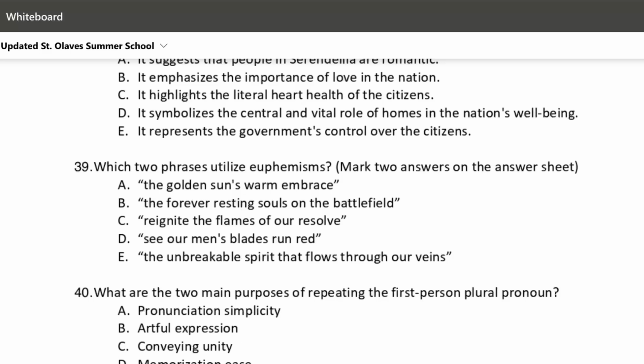So a euphemism is sort of another way to say something. It's a more pleasant way to say something that might be offensive or rude or vulgar or even upsetting. So if we have here that the forever resting souls on the battlefield, we have that they are dead, and we're saying forever resting instead of simply they have died. It's more pleasant to say forever resting. Second, we have reignite the flames of our resolve. So this one we had was a metaphor, and metaphor is kind of like a euphemism. However, this one, blades run red, is already unpleasant. It's not being made more pleasant by the euphemism. Therefore, reignite the flames of our resolve. The resolve sort of means a determination to do something. So the flames, rather than saying anger, we're saying it's not anger, it's determination, and we are fiery, we are flames that won't be put down. Therefore, the answer would be B, and it would also be C.